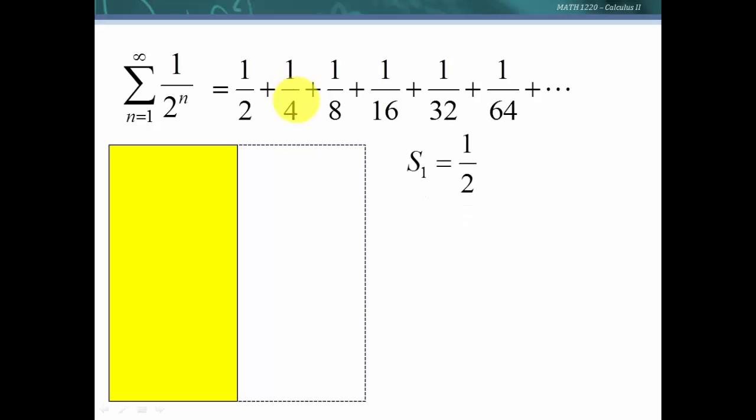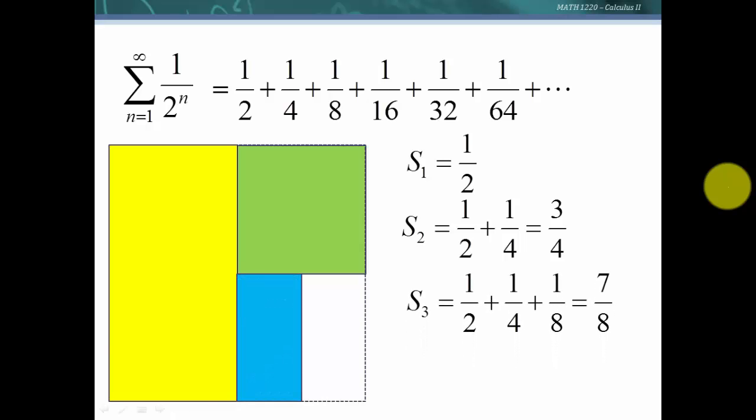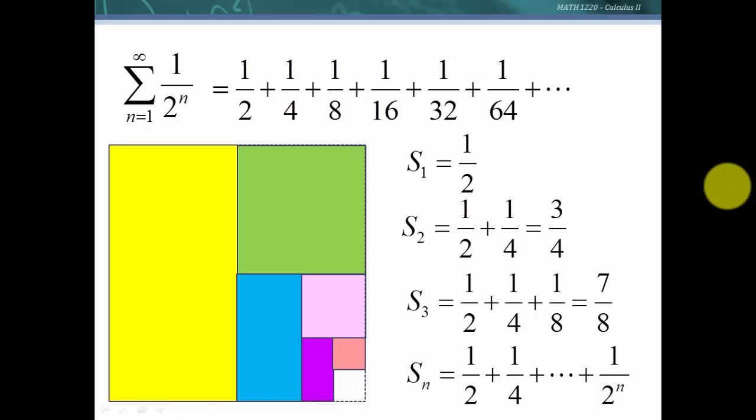If I now add on 1/4, I'm going to shade half of what's left, which is 1/4, and the sum of the first two terms then is 3/4. Now I'm going to add on 1/8, which is 1/2 of what's left, and that would total 7/8. I can continue. I'm going to add on half of what's left, 1/16 here, and so forth. So the new sum is going to be adding these together plus this 1/2 to the n, and it's always going to be half of what's left as I do that each time.